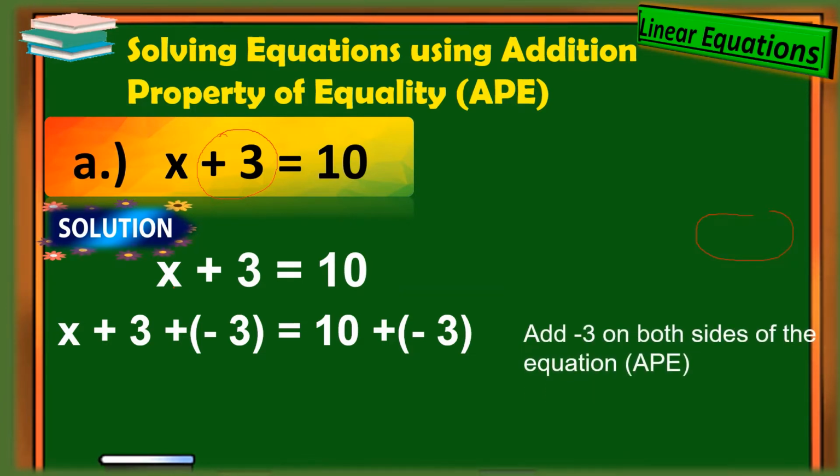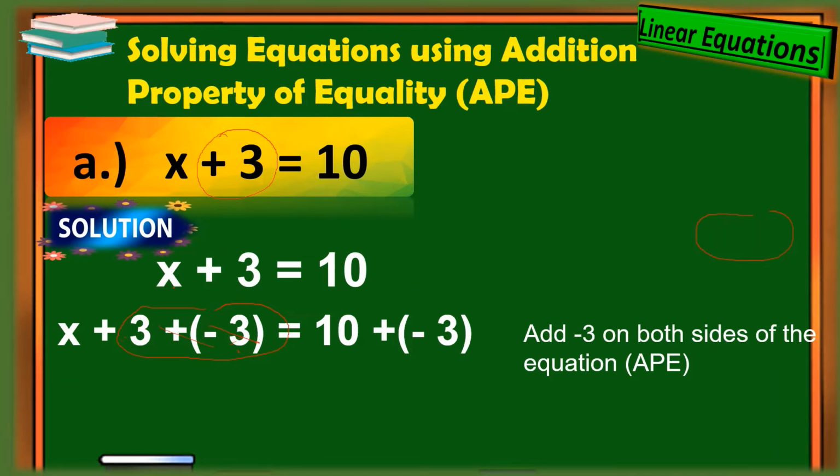Okay. Anong property of equality ang ginamit dito? So, we use the APE. So, anong ginawa? Add negative 3 on both sides of the equation. Bakit? Para maging 0 ito, kailangan mag-add ka ng opposite sign niya, di ba? Ayun. So, negative plus positive, magiging 0 na siya. So, 0 na to, no? So, ito ay magiging x na lang siya.